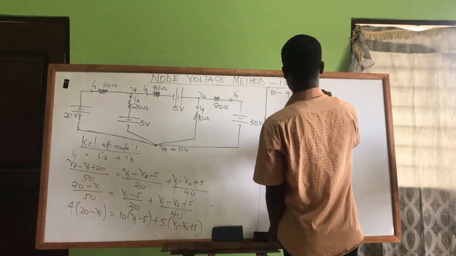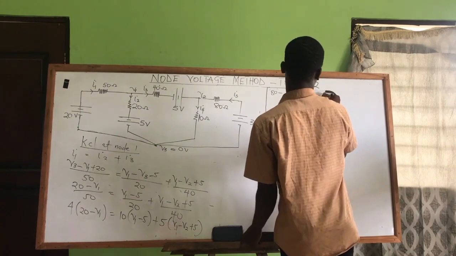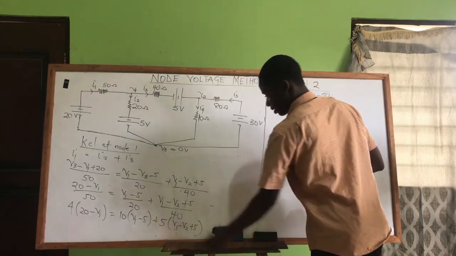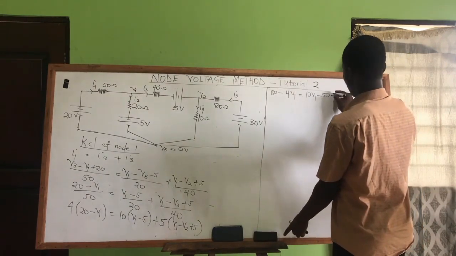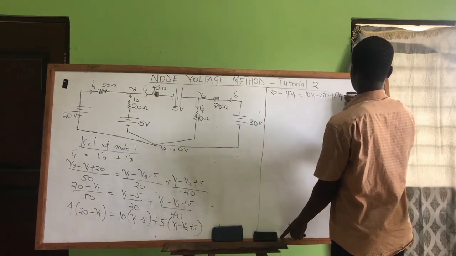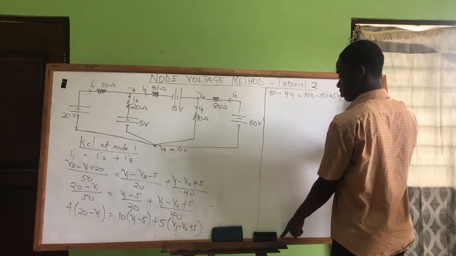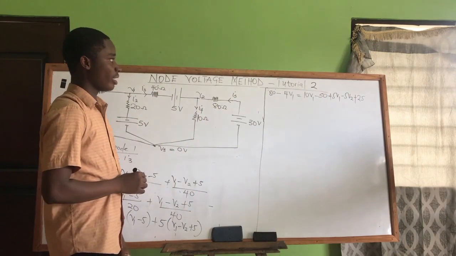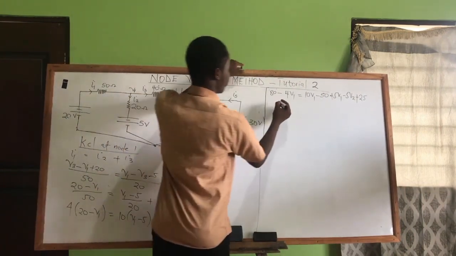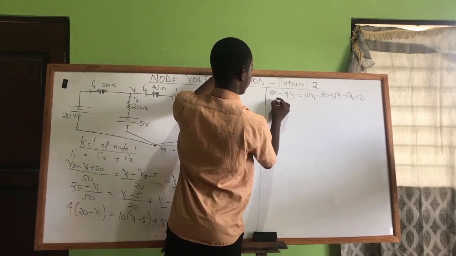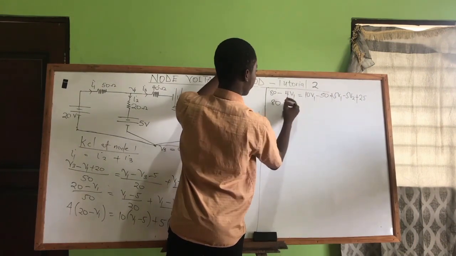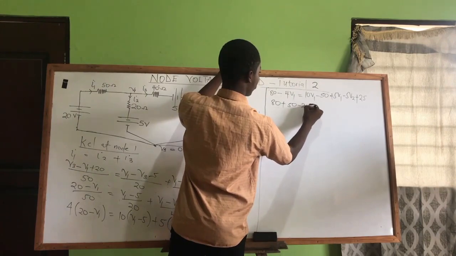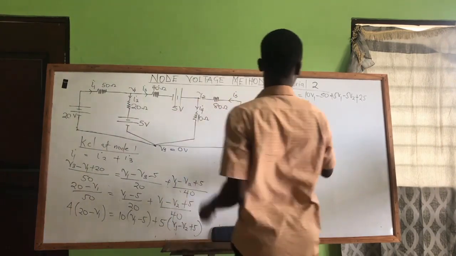I have 10 V1 minus 50. We come here. This one gives us plus 5V1 minus 5V2 plus 25. So we can group our like terms from here. So I have 80 plus 50 minus 25, giving us what?